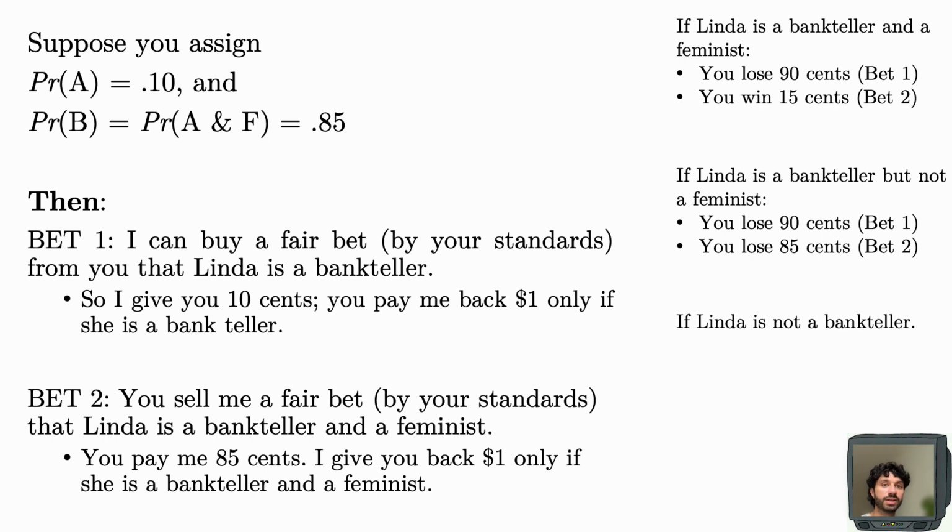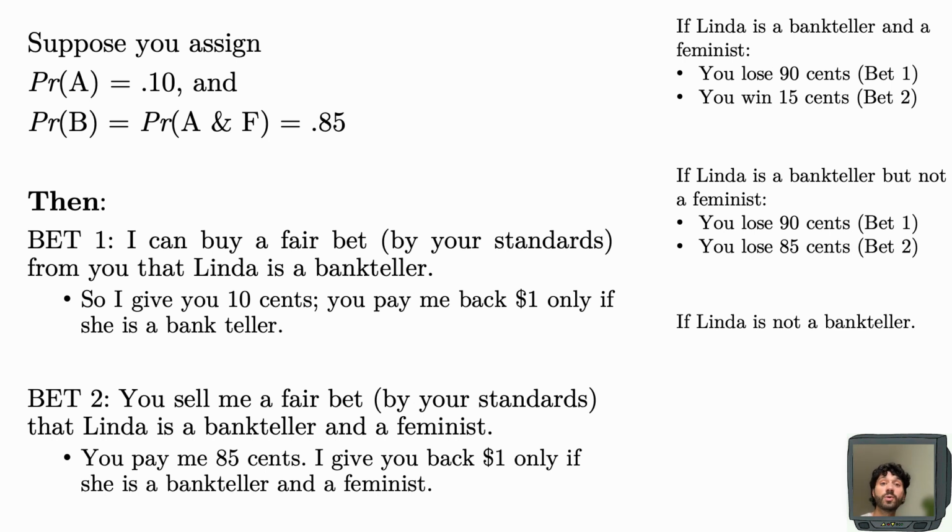What about the second bet? Can you get some money from the second bet? Well, if she's a bank teller and not a feminist, you don't get any money back because I said that I'll give you back $1 only if she's a bank teller and a feminist. But here she's a bank teller and not a feminist, so you lose the 85 cents. So here you're really in bad shape because you lose $1.75.